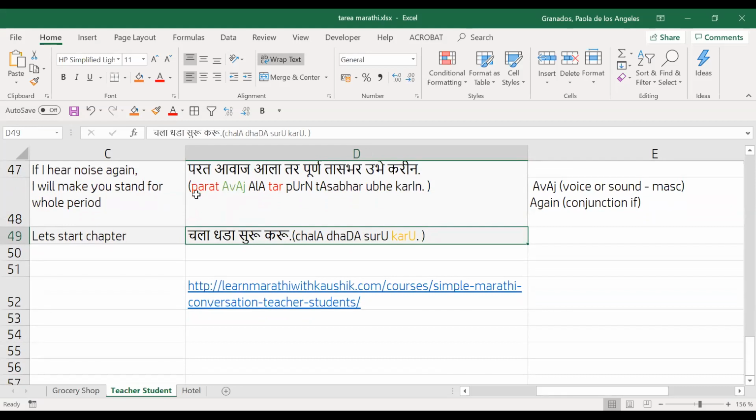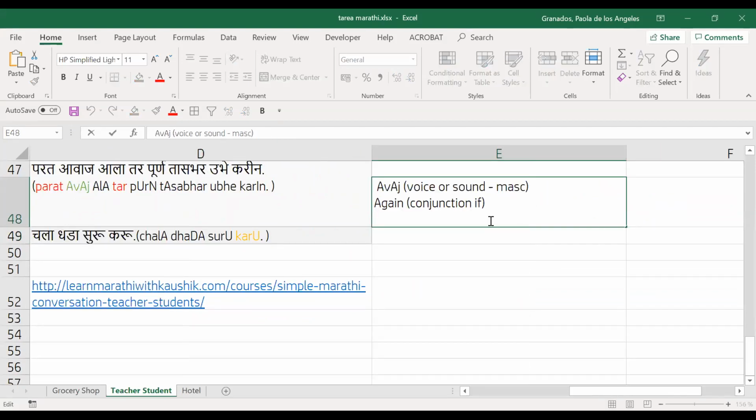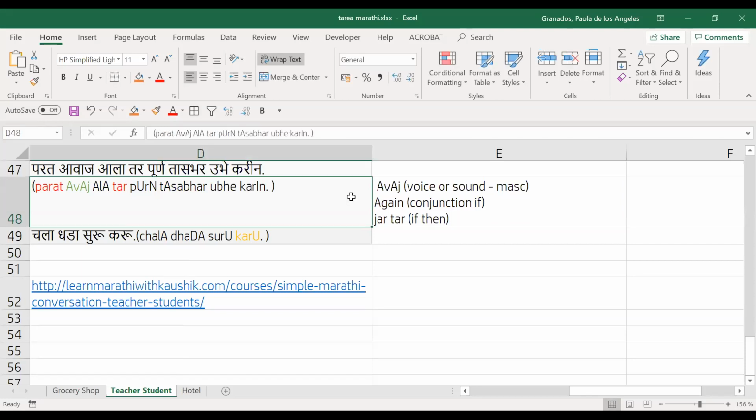So I think it's parat. Tar. Those are if this, then that, right? So we use the pair zar tar. Zar can be omitted, so the sentence can be zar parat avazala tar, or it can be just parat avazala tar. So tar will indicate the next part as action. What is if? Zar, J-A-R. Tar. Yeah, if then.